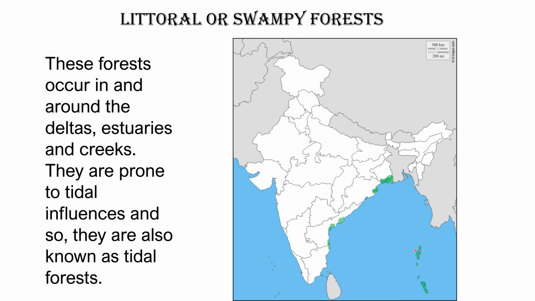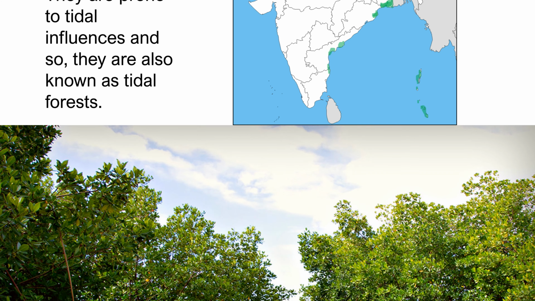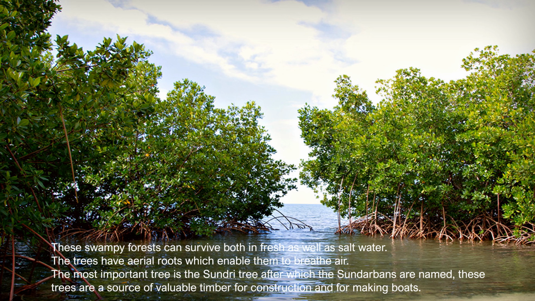The Andaman and Nicobar Islands, the Sundarban areas, the Mahanadi Delta, the Godavari and the Krishna, and the Kaveri Delta. These swampy forests can survive both in fresh and salt water. The trees have aerial roots which enable them to breathe air.